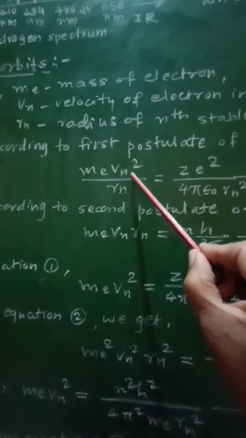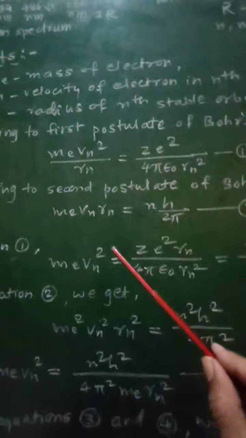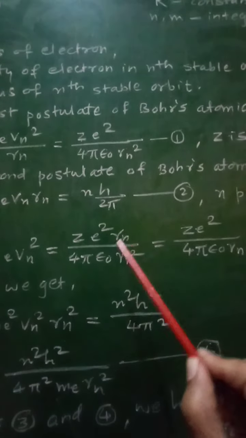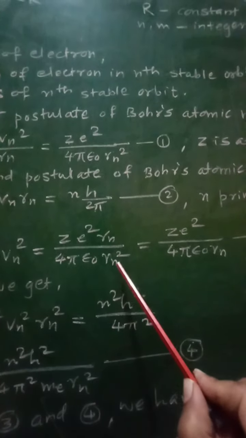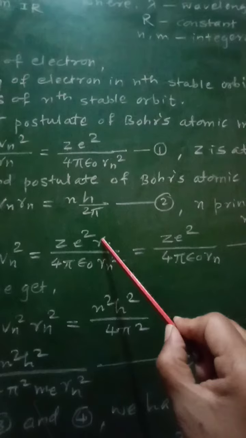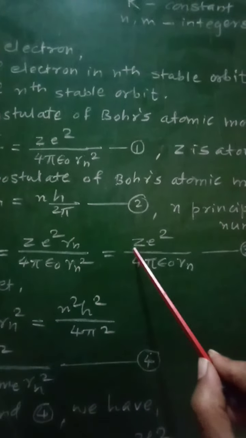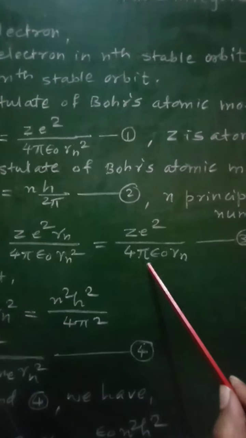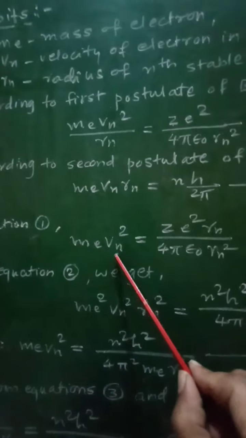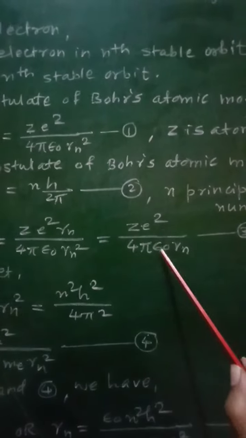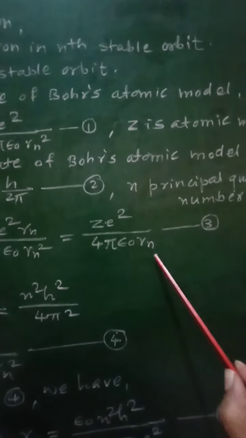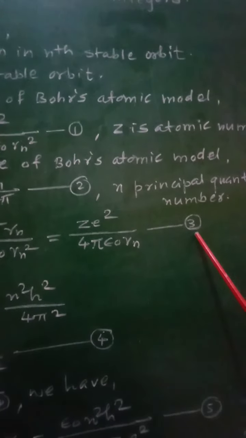So me Pn square will be equal to Z e square Rn upon 4 pi epsilon 0 Rn square. One Rn from this square will get cancelled with this Rn, and we will get Z e square upon 4 pi epsilon 0 Rn. That is, me Pn square will be equal to Z e square upon 4 pi epsilon 0 Rn, equation number 3.